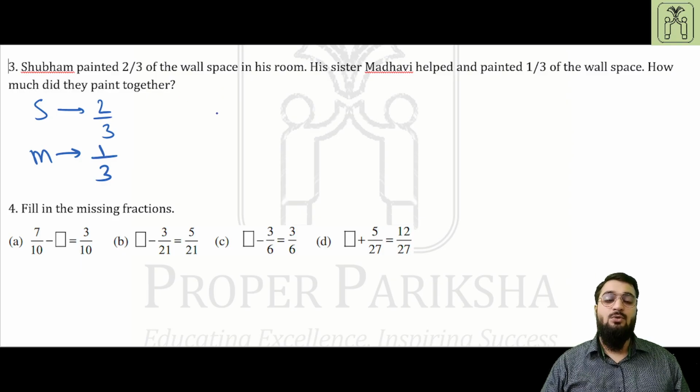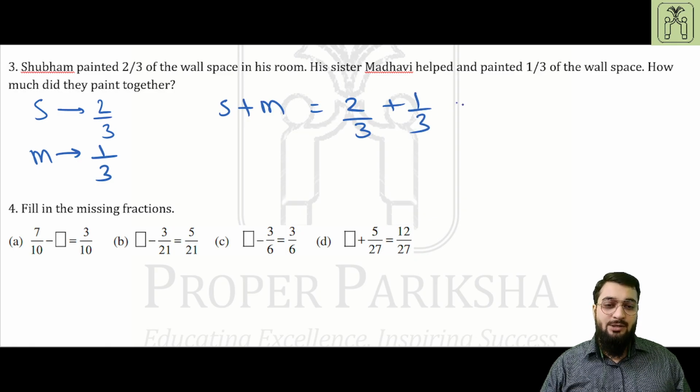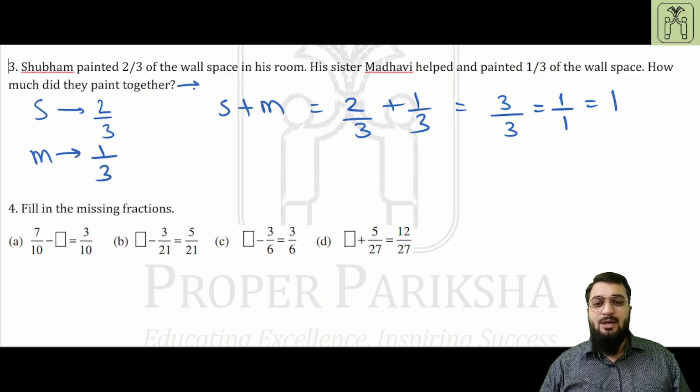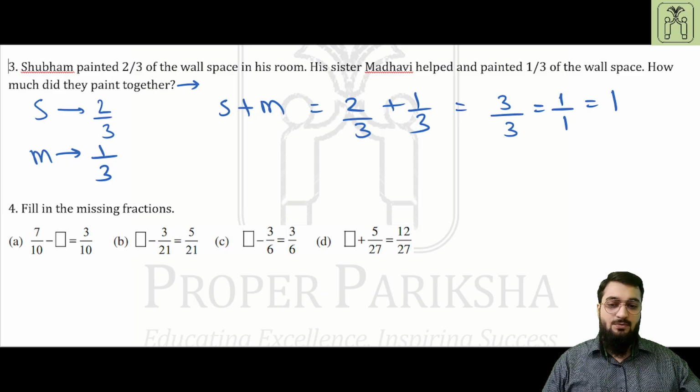So you just have to add Shubham and Madhavi together, and you will get the answer: 2 by 3 plus 1 by 3, and the denominators are the same. So how do we add them up? We just perform the operation on the numerators. So 2 plus 1 gives you 3, and 3 upon 3, which means 1 upon 1, which means 1. So how much did they paint together? They painted the full wall together. That is the answer.